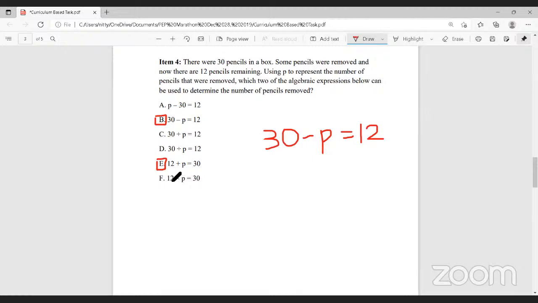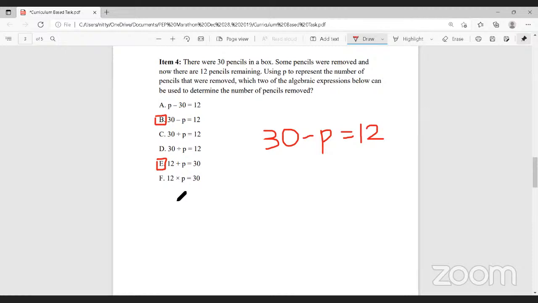All right, so let's look at F. 12 times P will give us 30. This one will not match up because it says some were removed. The pencils were removed. So this one will not work. A multiplication there will not work. And so the correct answers are B and E.